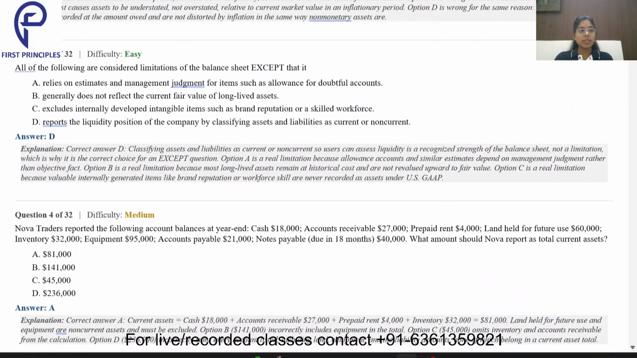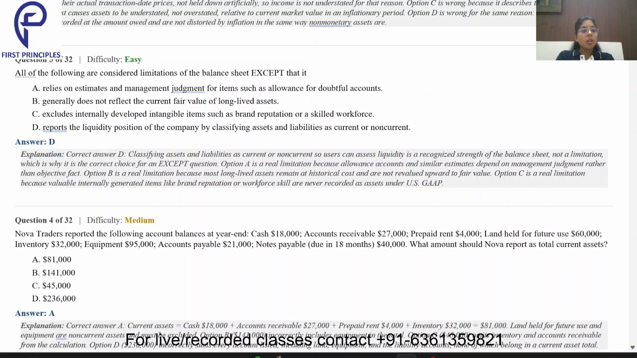Moving to the next question, question number 3. All of the following are considered limitations of the balance sheet except that it relies on this. What are the options? First of all, before having a look at the options, we should be very careful when we are reading the question in the exam. The word except is clearly mentioned in caps.